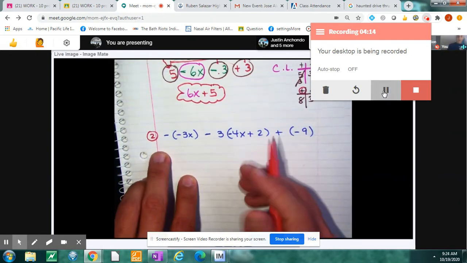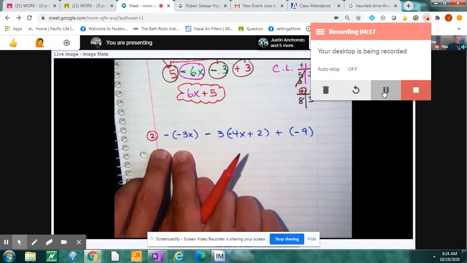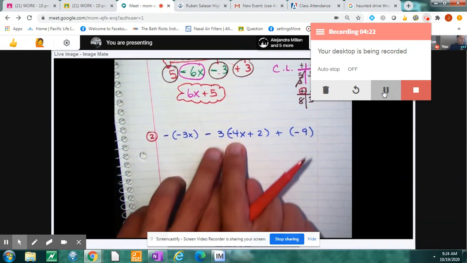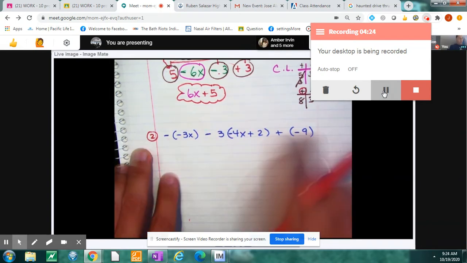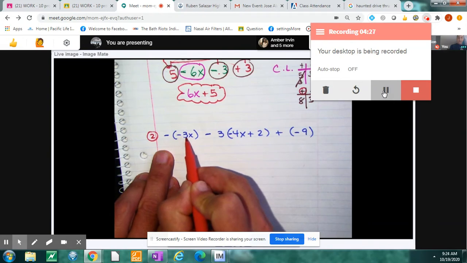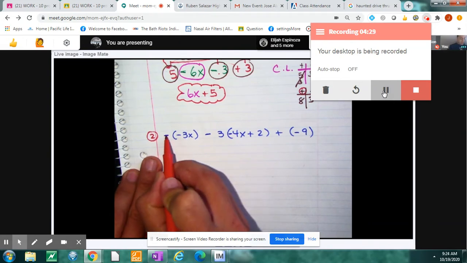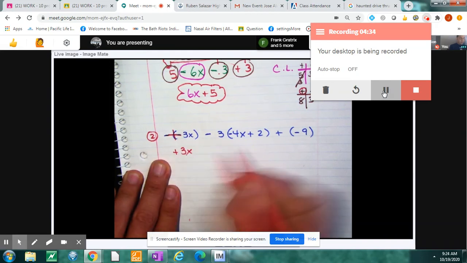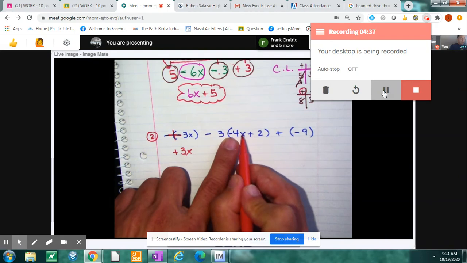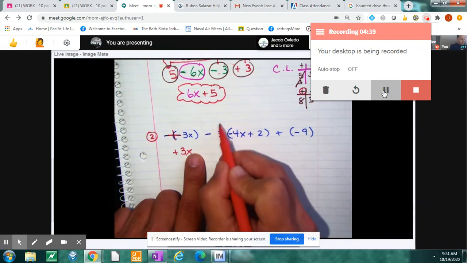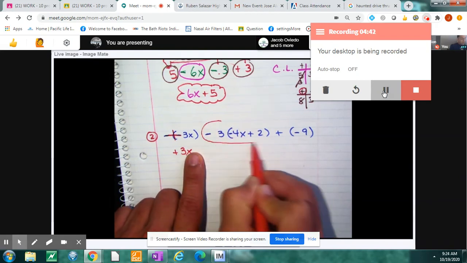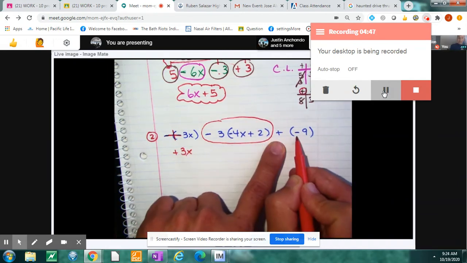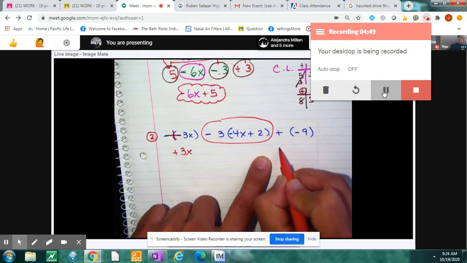So on the second problem, remember, distributive property is usually with the parentheses, okay? So here we have parentheses. So go ahead and read the whole expression. So negative negative 3x. Oh, wait, that's a positive because negative times a negative, that's a positive. So I'm going to go ahead and write positive 3x. Now negative 3 times, oh, here's another distributive property right there up to the parentheses. What about plus negative 9? No, nothing. So you just drop that down.